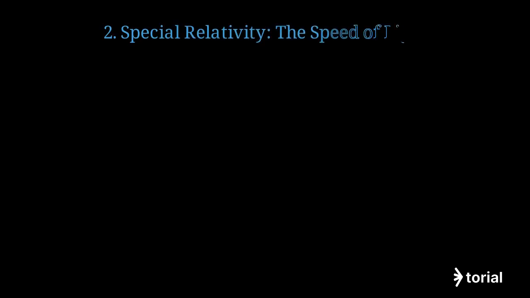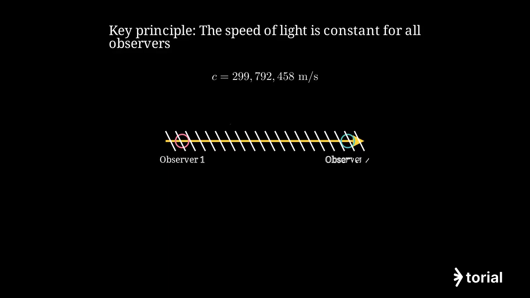Special relativity starts with a simple but profound observation about light. The speed of light in vacuum is always the same, about 300 million meters per second, no matter how fast you're moving. This constant speed, denoted by c, is approximately 300 million meters per second. Whether you're standing still or moving at high speed, light always passes you at exactly the same speed.